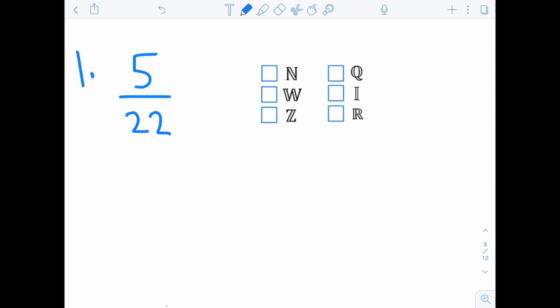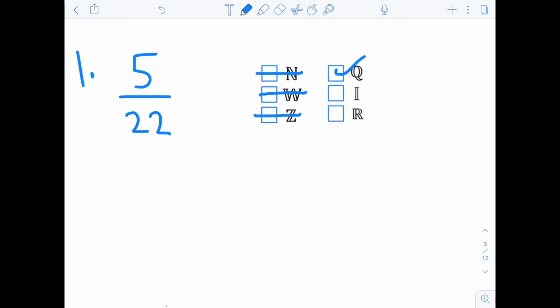So this is not a natural number because it's not a counting number. It's not like 1, 2, 3, 4, 5. So we could cross that out. It's not a whole number because whole numbers are just natural numbers and 0. It's not an integer because integers don't include fractions. But it is a rational number because rational numbers include fractions. It includes ratio between two integers.